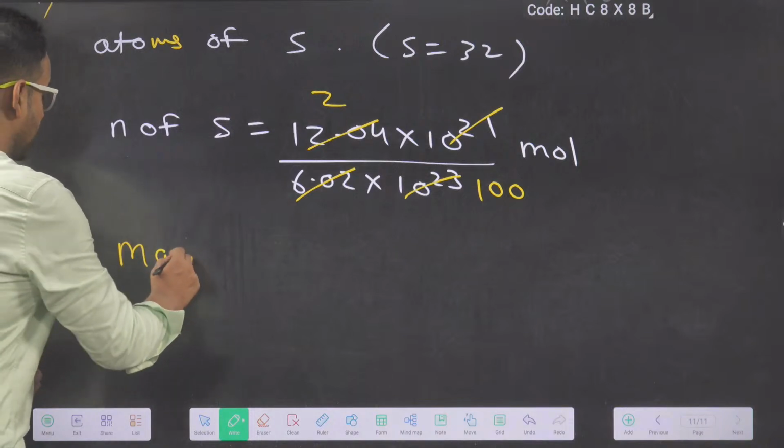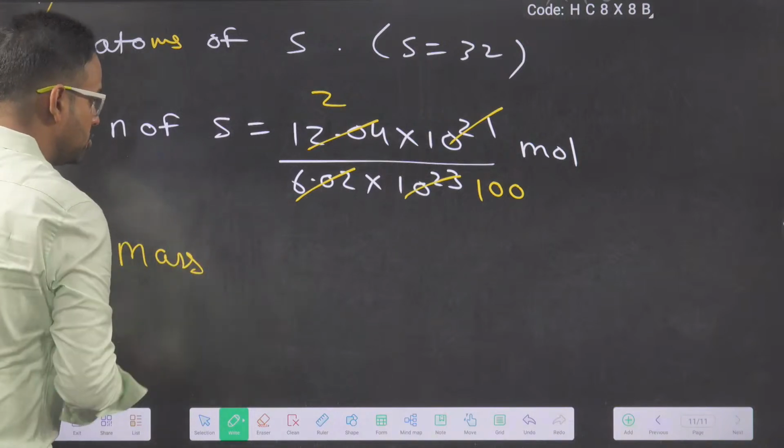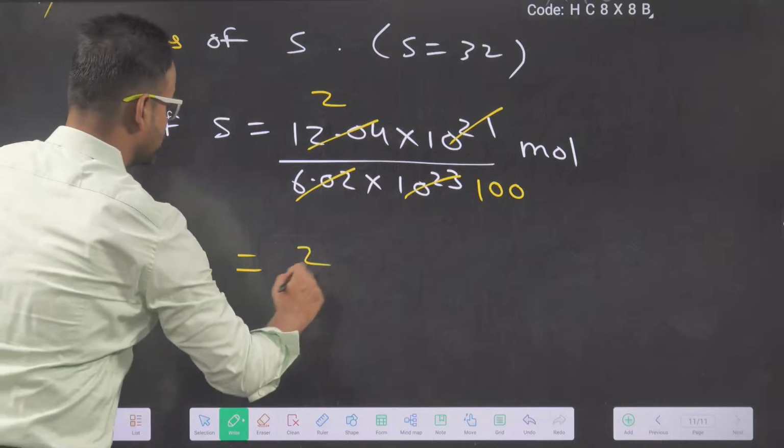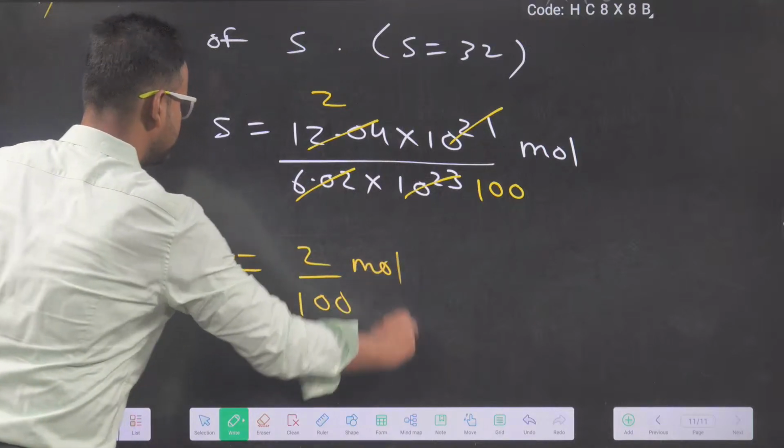And now, mass I have to calculate. So this many moles I have. How many moles do I have? 2 by 100 mole.